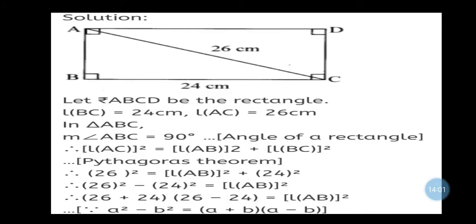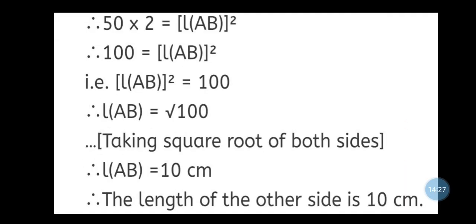Children, here you can apply the Pythagoras theorem. We can do either the formula, that is A square minus B square is equal to A plus B, A minus B, or you can directly do the squaring, that is 24 square and 26 square. So when you square out, you will get 676 minus 576. Ultimately you will get 100 only. You can use either of the methods. Okay.